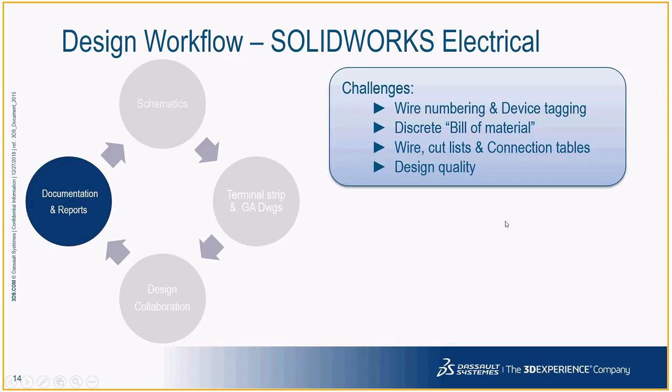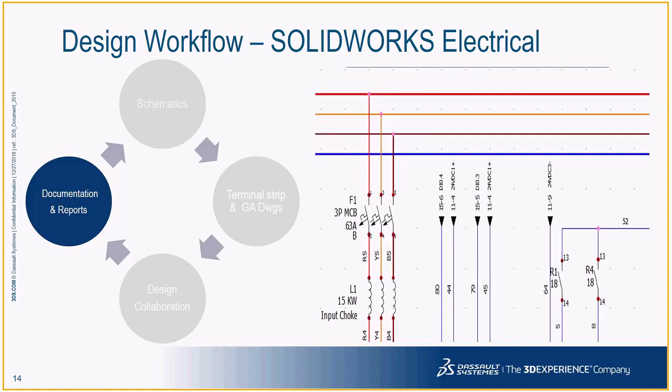Okay, so next comes the documentation reports, the final chapter of our demonstration today. What do we see here is wire numbering. What are the typical challenges in the documentation? Wire numbering and duplications, device tagging and duplications, bill of material manual entries and duplications, being unable to segregate the bill of material as per the manufacturers, or wire cut lists and connection tables. To prepare these manually, design quality is greatly impacted by mistakes in wire numbering, device tagging, bill of material or wire cut list. So these are the typical challenges.